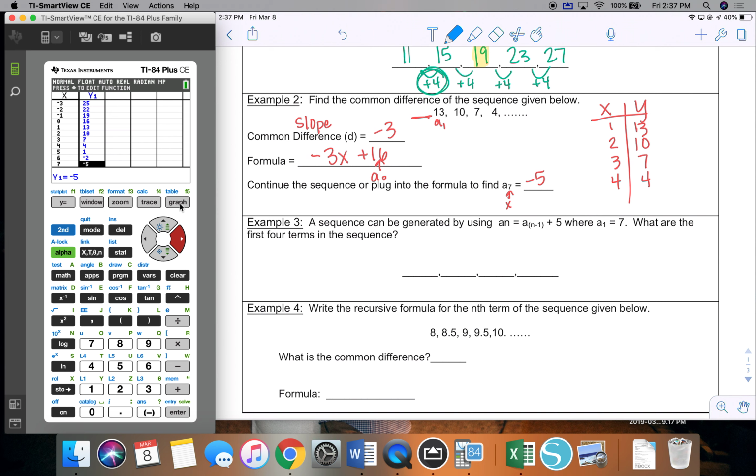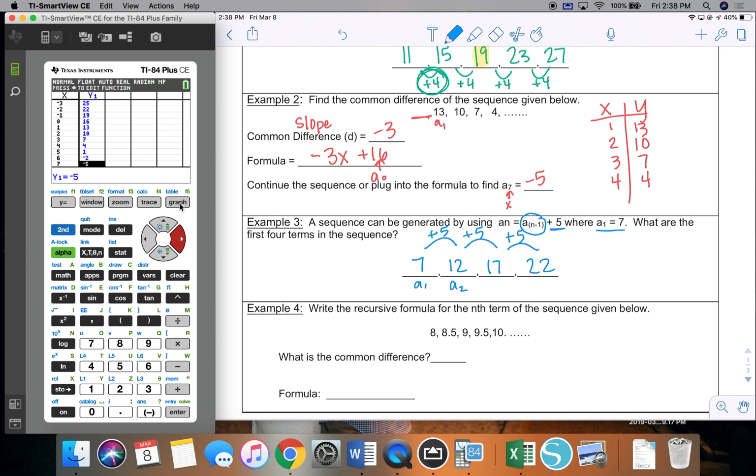So example 3, a sequence can be generated by taking a sub n minus 1 plus 5, where a sub 1 is 7. What are the first 4 terms? So we have a sub 1 is 7, and then a sub 2, they want us to take this term and add 5 to it. So I'm going to add 5 to get 12, add 5 to get 17, add 5 to get 22.